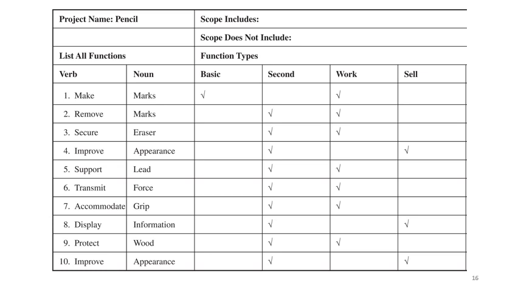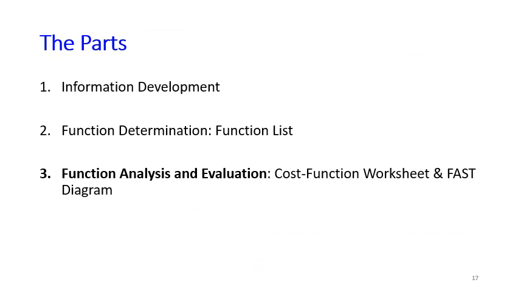Furthermore, we can categorize the functions based on the categories that we've talked about before. So either the function is basic or secondary, whether the function falls into the work functions or self functions. From the previous part, we have obtained a list of functions. We have also categorized whether it is basic or secondary, whether it is a work or self function. Next, we are going to analyze those functions and evaluate them. We are going to produce a cost function worksheet and a FAST diagram.